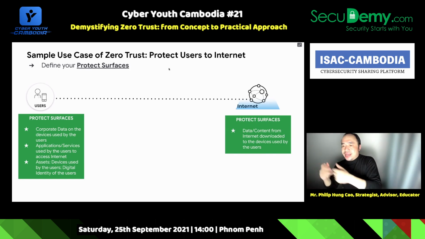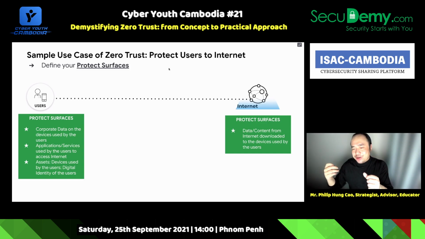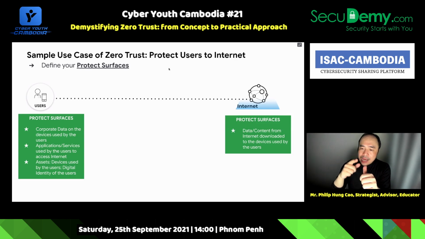Okay, on the internet side, when the user accesses the internet, you will get something back. It can be a file, it can be content streamed in a content format, it can be a script, or it can be an applet, Java applet or JavaScript, whatever we access, we can get it back. So that has to be another protect surface, but a protect surface from the internet side. We need to make sure that the data and content downloaded by the users from the internet, we need to inspect that, because we don't have trust in that. We cannot trust the data and content downloaded from the internet by the user. That's why we call it zero trust.